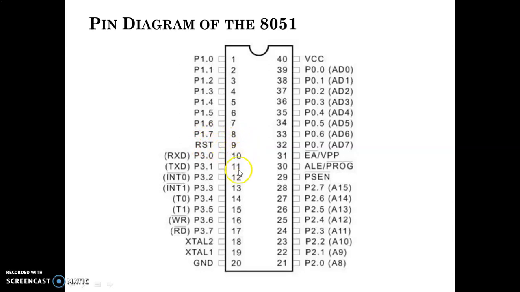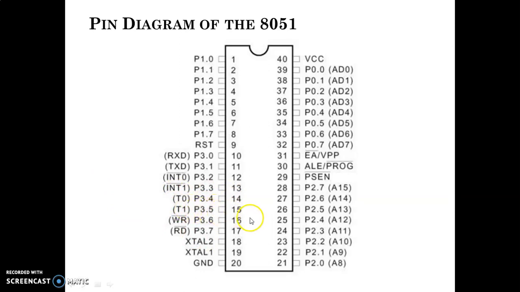Pins 10 to 17 are the port 3 pins. Pin 10 is the receive pin. Pin 11 is the transmit pin. Pin 12 is the interrupt 0 bar pin. Pin 13 is the interrupt 1 bar pin. Pin 14 is timer 0.